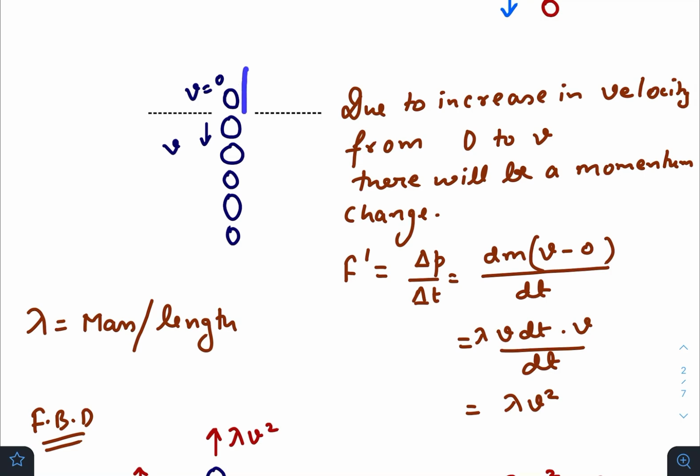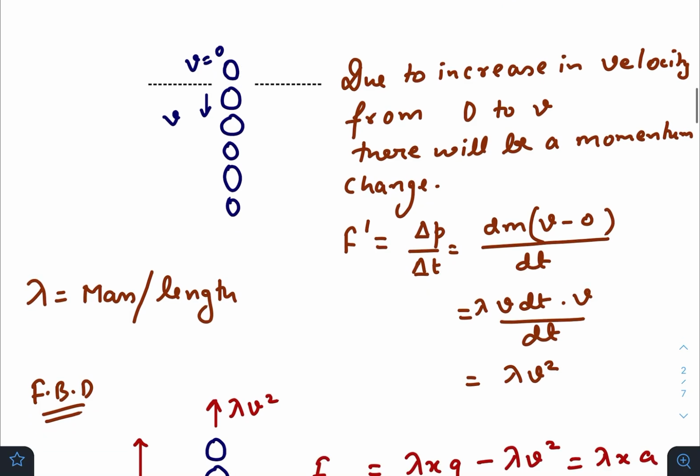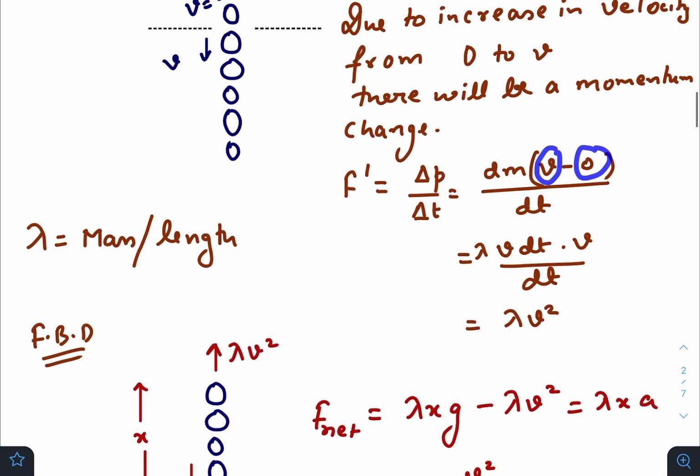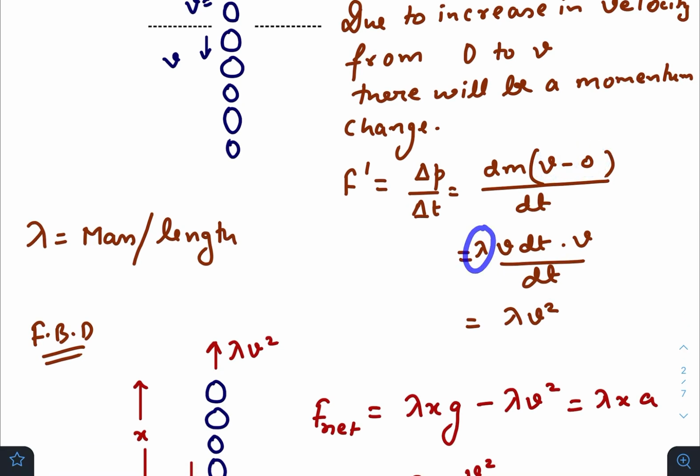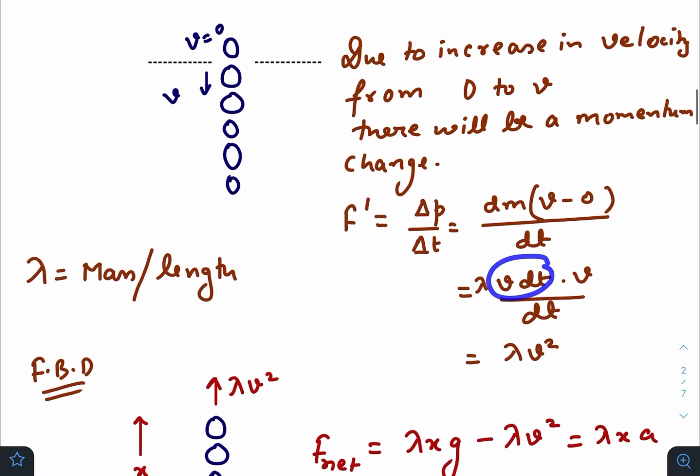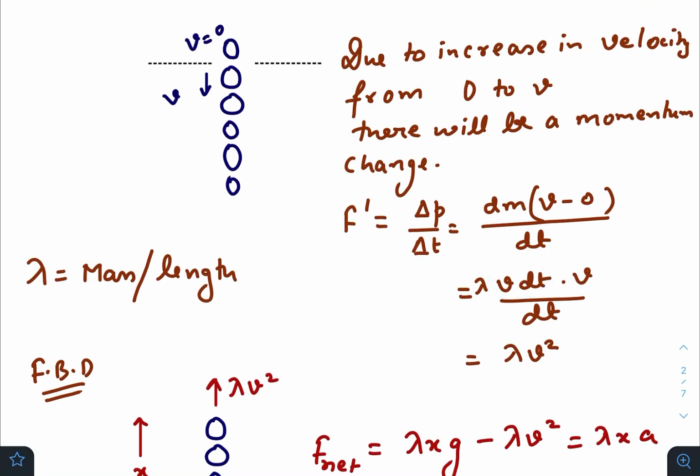Now if we try to find this tensile force acting upwards, which we call F prime, it is nothing but the rate of change of momentum of this elementary portion of the chain. Let us take the mass of that elementary portion as dm, which gains a velocity v. Initially it was at rest, so 0, and dm is nothing but lambda, which is mass per unit length, times v dt, because in a small time interval dt this length of the chain gains a velocity 0 to v, right? So dm would be lambda times v dt.